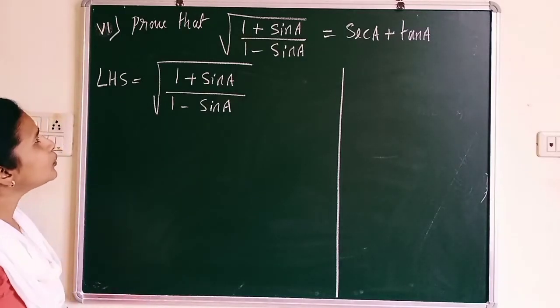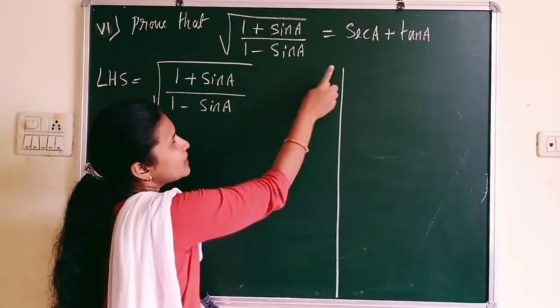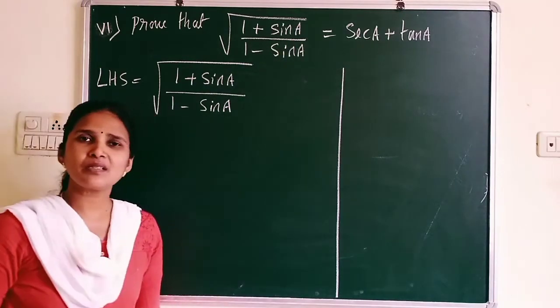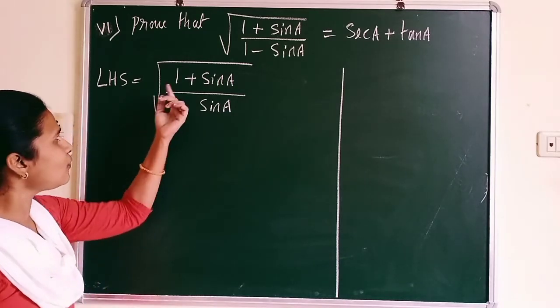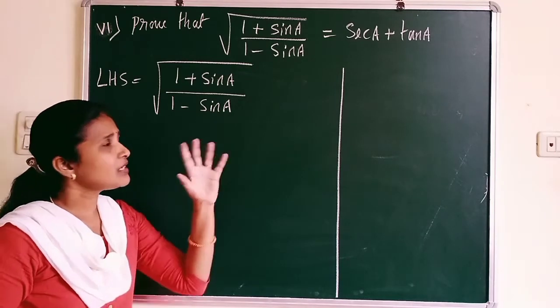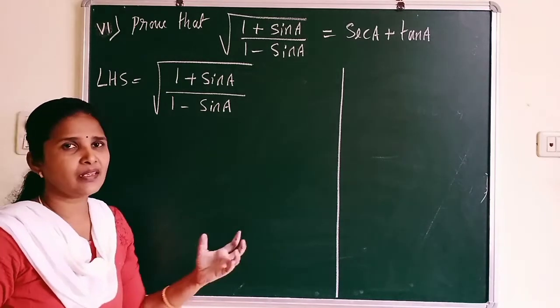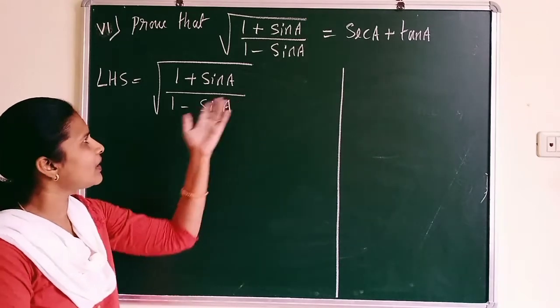He has given: prove that square root of 1 plus sin A divided by 1 minus sin A equals sec A plus tan A. So here again I am taking LHS. LHS is square root of 1 plus sin A divided by 1 minus sin A. You can observe the LHS and RHS terms. In LHS you have sin, in RHS you have secant and tan. There is no relationship between sec, tan and sin here.